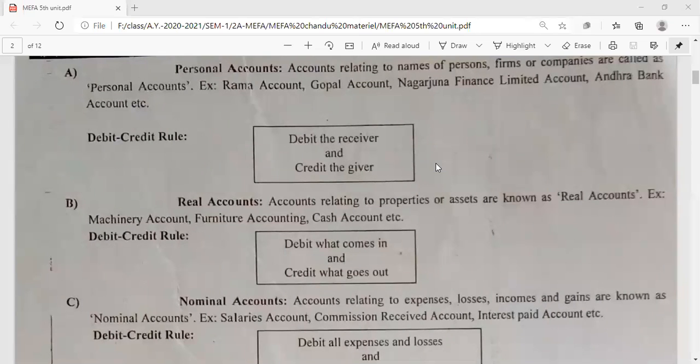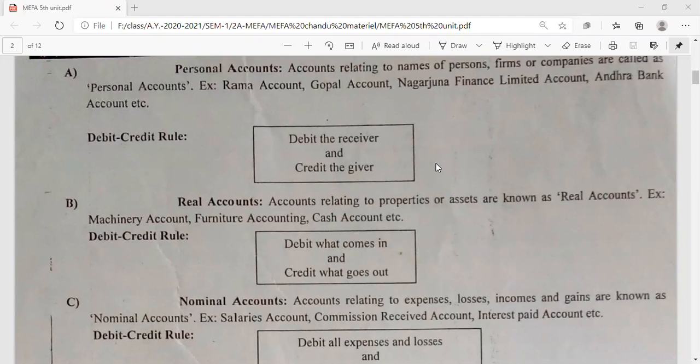So if I am buying some goods from outside, I am the receiver, right? The cash related to that will be debited from me. That means since I am the receiver of the goods, some money will be debited from my account, and I will credit that money to the giver. Do you understand now? Debit the receiver and credit the giver.